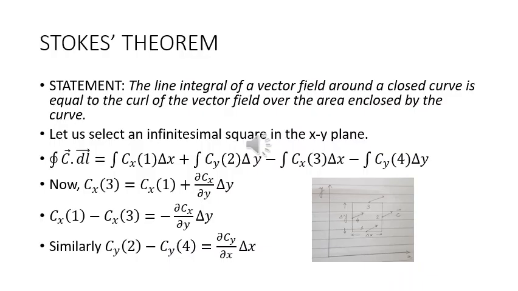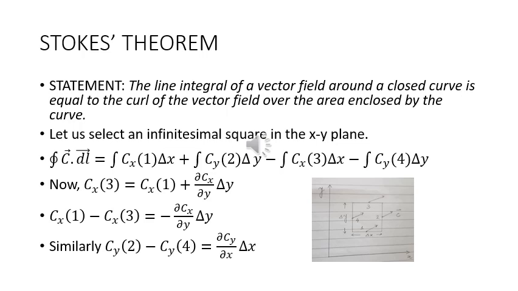We now state Stokes theorem, which is: the line integral of a vector field around a closed curve is equal to the curl of the vector field over the area enclosed by the curve. Let us select an infinitesimal square in the xy plane. Then the closed integral C dot dl will consist of 4 components, which are given by integral Cx1 delta x plus integral Cy2 delta y minus integral Cx3 delta x minus integral Cy4 delta y.